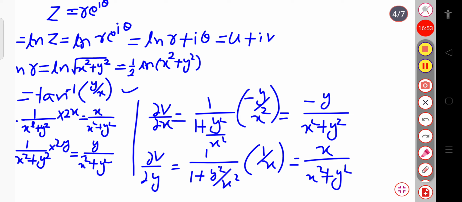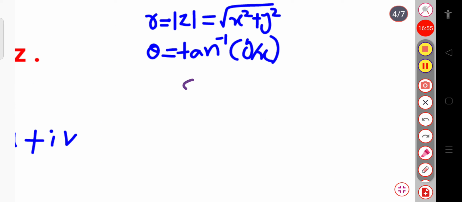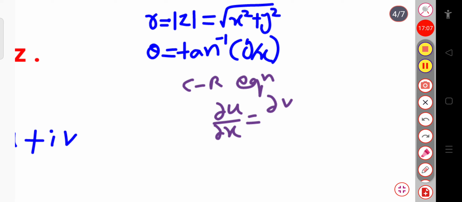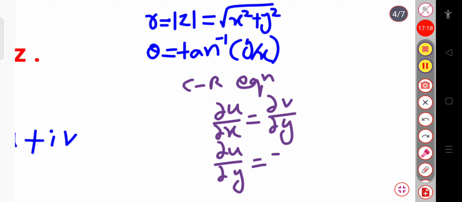We know the Cauchy-Riemann equations: ∂u/∂x will be equal to ∂v/∂y, and ∂u/∂y will be equal to minus ∂v/∂x. We have to check these two conditions.